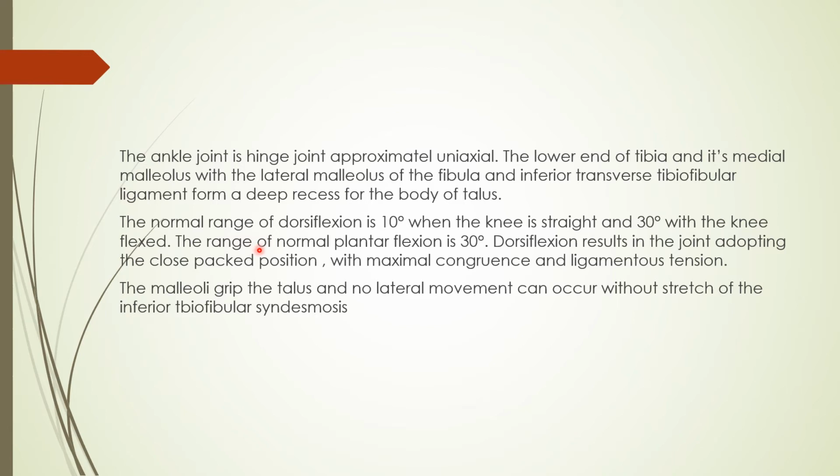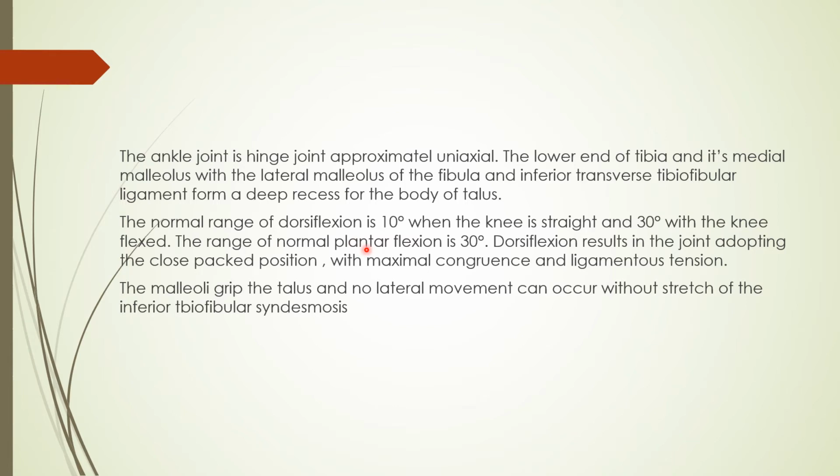Dorsiflexion is under control of the deep peroneal nerve. If that is paralyzed or damaged, dorsiflexion fails to occur, a condition known as foot drop. So this is the normal range of dorsiflexion, 10 degree, when the foot is straight, standing. If one is in sitting position and you do the dorsiflexion, it becomes 30 degree.